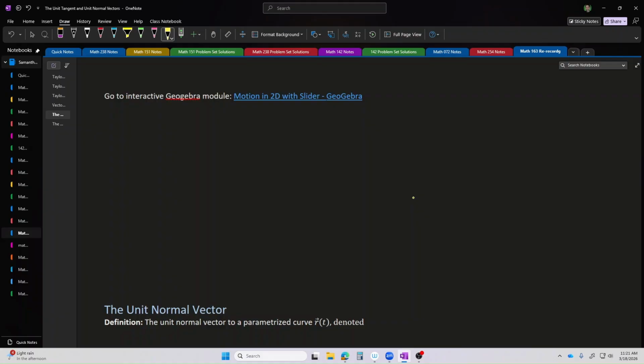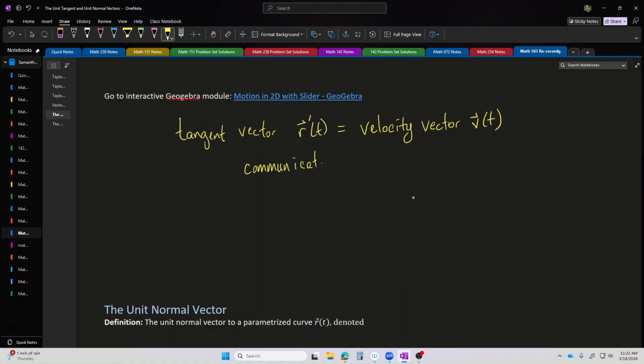So a quick remark in terms of what the unit tangent vector is actually saying to us about the curve and motion along this path. Let's remember that the tangent vector, or in other words, the velocity vector, contains two pieces of data about the object's movement. It contains information about the direction of the object's movement, and it also contains information about the speed at which the object is moving.